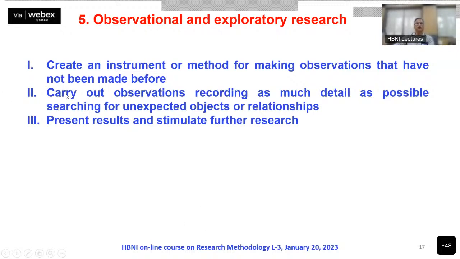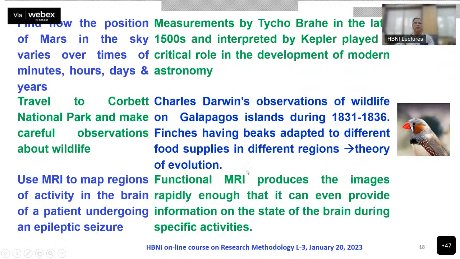Carry out observations in as much detail as possible, searching for unexpected objects or relationships, and present the results and stimulate further research in your area. So a lot of people are working on this kind of observational and exploratory research. Just to give you an example, it is a little bit of historical development also. Find how the position of Mars in the sky varies over times of minutes, hours, days, and years.